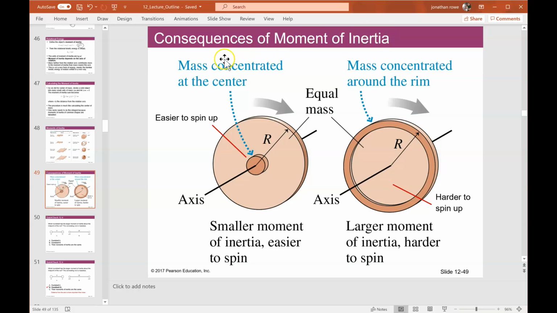All right. Consequences of moment of inertia. Mass concentrated at the center means it's easier to speed up, whereas mass concentrated around the rim means it's harder to speed up. So if these two things are the same mass, yet this one has more of that mass concentrated at the center and this one has more of that mass concentrated toward the rim, this one's going to be harder to turn than this one is. Let me give you a really cool illustration of that: figure skaters.